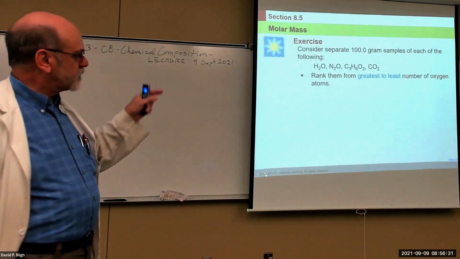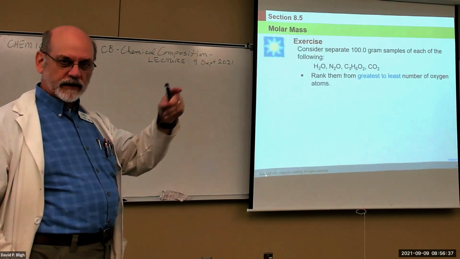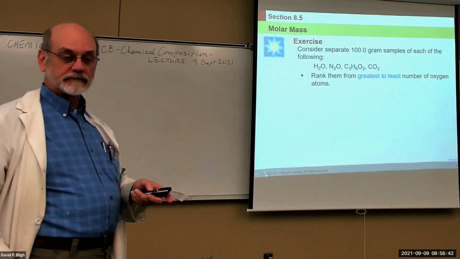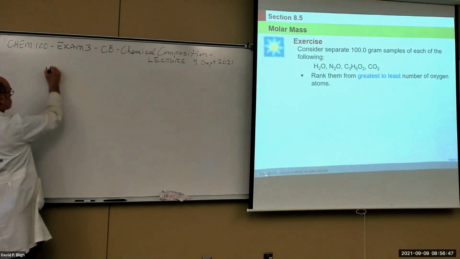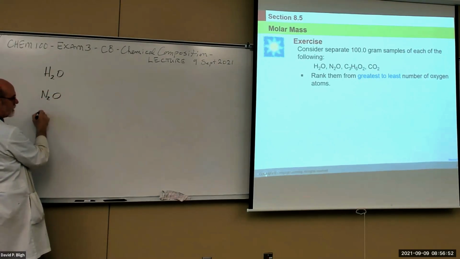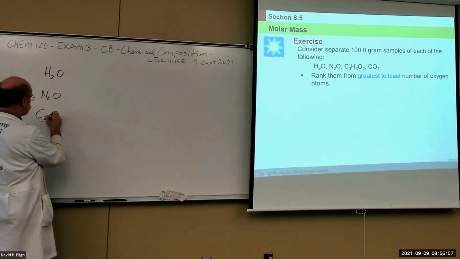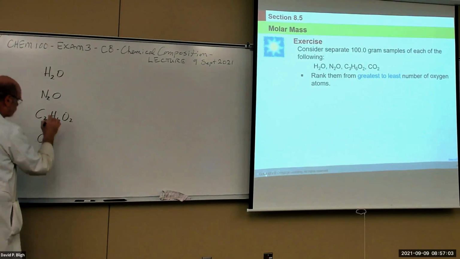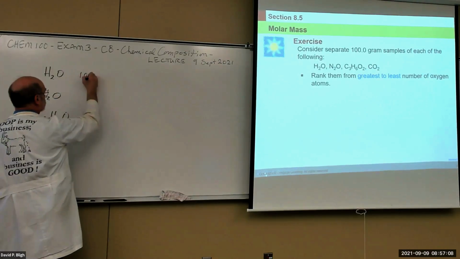When you're faced with a situation like this, you've got to do a similar calculation on each one of these compounds. Then I set up a Henry Ford assembly line. So I would put water, dinitrogen monoxide, let's see, C3H6O2, and CO2. Okay? We have 100 grams of each, right? So we know we're starting with the same amount of each one.